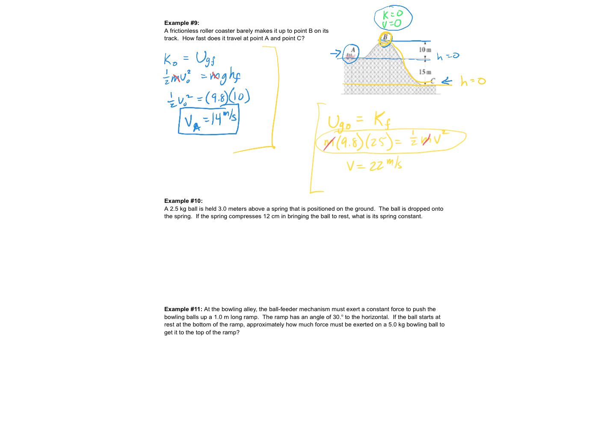All right, so example number 11. At the bowling alley, the ball feeder mechanism must exert a constant force to push a bowling ball up a 1 meter long ramp. So here's my 1 meter long ramp, and there's going to be some type of feeder here that's exerting a force on the ball up the ramp. The ramp has an angle of 30 degrees to the horizontal. If the ball starts at rest, so it's going to start with V equals 0 at the bottom of the ramp, how much force must be exerted on a 5 kilogram ball to get it to the top of the ramp?